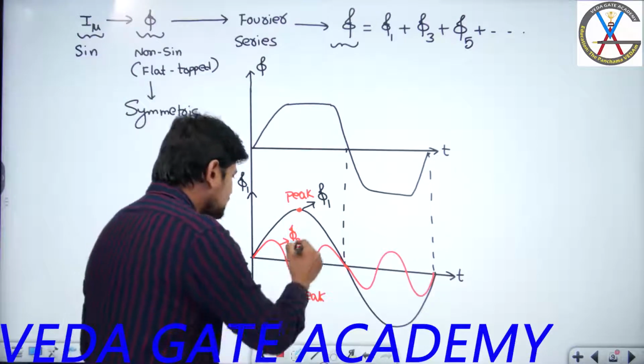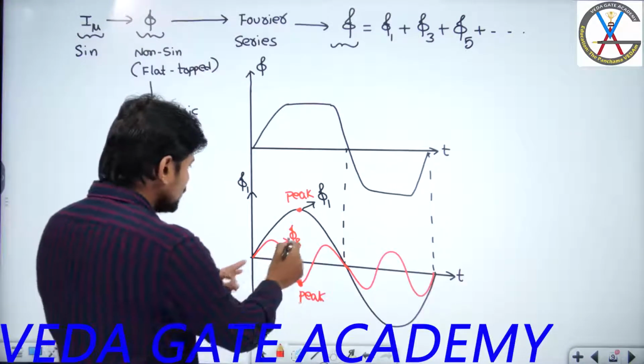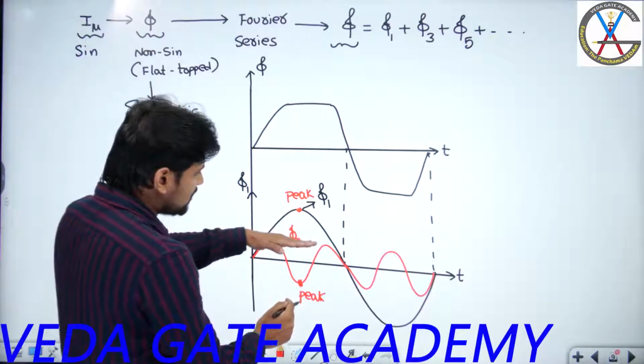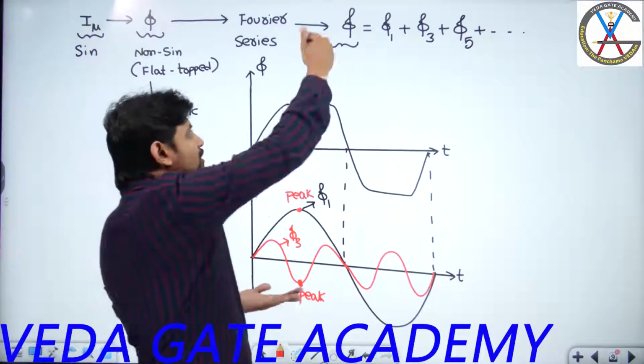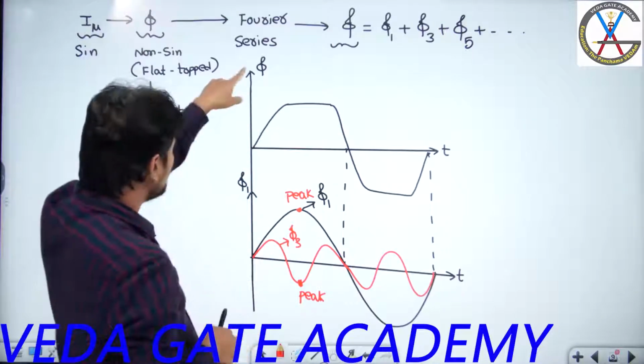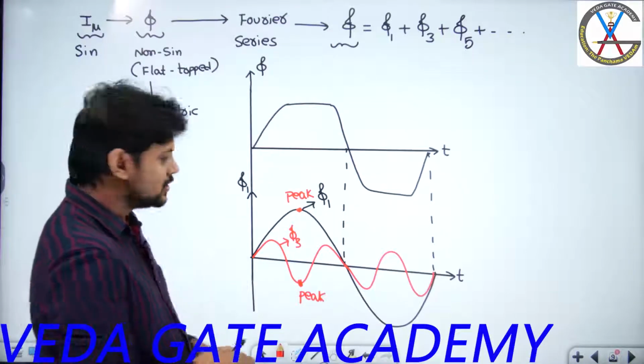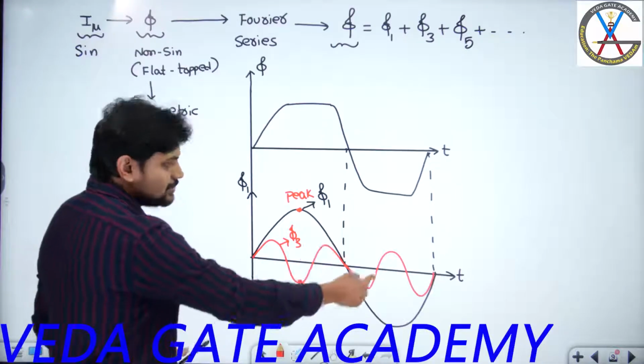Don't draw it in this fashion. If I draw it in this fashion, then what will happen? You are going to get a positive peak for the fundamental as well as a positive peak for the third harmonic. So they will aid each other and you are going to get a resultant peakiness. But what shape do I want? Flat topped flux. So the shape of this third harmonic flux will be in this fashion.